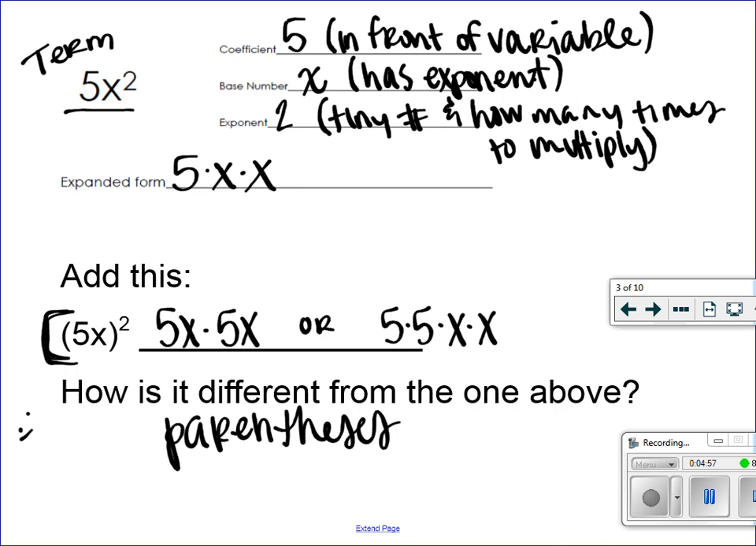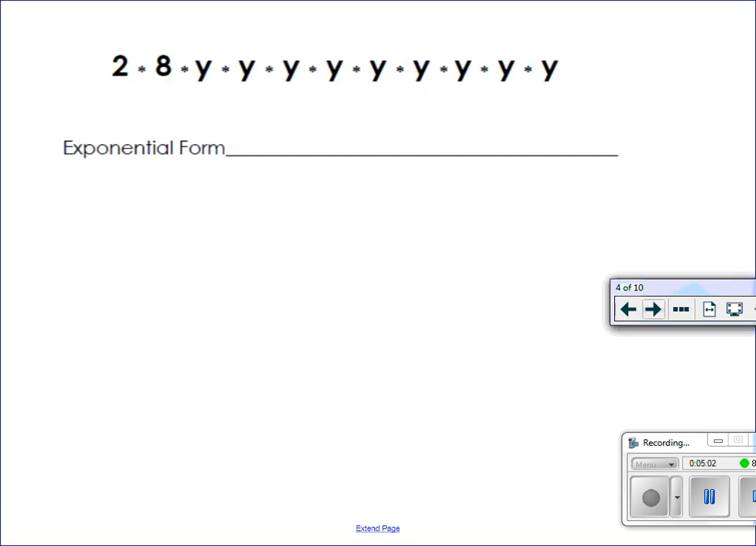Okay. So let's go to this next one. This is given expanded form, and we need to write it in exponential form, meaning it's the long version, we want to shorten it. How could we shorten it? Can we write the 2 with an exponent? It's only there once, so 2 times 8, and then y, and it has an exponent of 9.